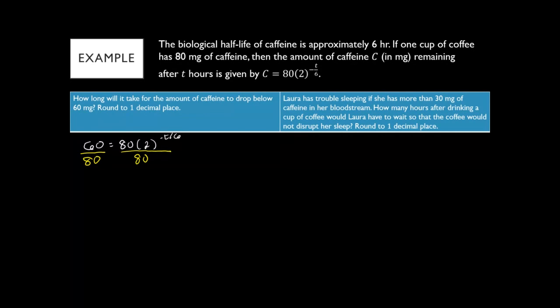And so that should be 3/4 if I'm doing that mentally correctly. Yep, so that's 0.75 equals 2 to the negative T divided by 6. Just like with the compound interest formulas, I always just do the natural log because it doesn't matter, so you could just use the natural log every time. So I'm going to do the natural log on both sides. So the natural log of 0.75 equals the natural log of 2 to the negative T divided by 6.